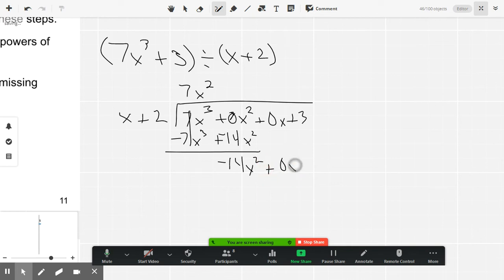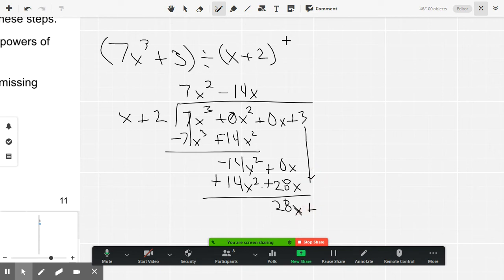plus 0x. Same thing. x times what is negative 14x squared? Well, that would be negative 14x. Negative 14 times that is negative 14x squared. And negative 14 times 2 would be negative 28x. Change the signs to subtract. That's a negative 28x, so I've got to change that to a plus. So then I have 28x, and then I have to drop down the last one, a plus 3.